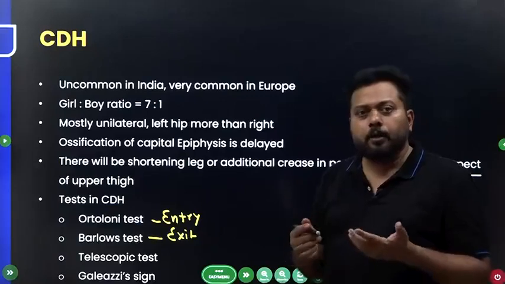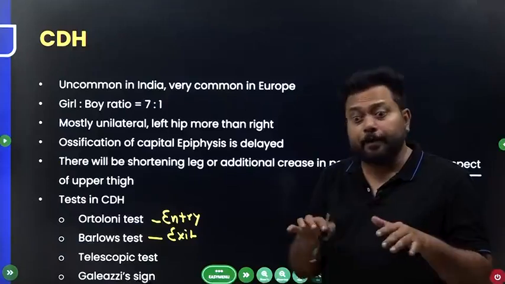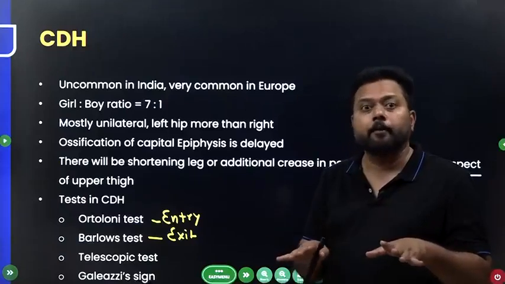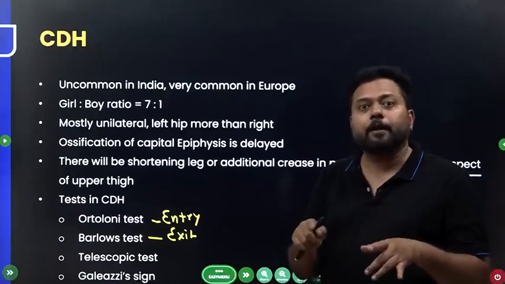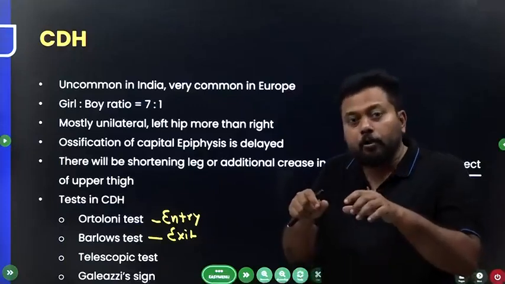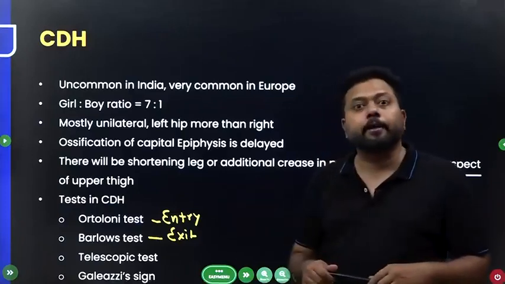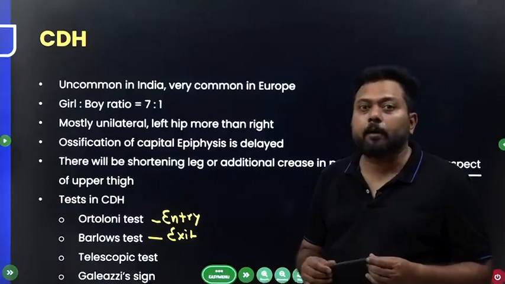Barlow's test is when you are suspecting DDH in a child who is not having a dislocated hip. You suspect developmental dysplasia hip, so you are trying to dislocate the hip. Barlow's test is dislocating a dislocatable hip. What is Barlow's test?